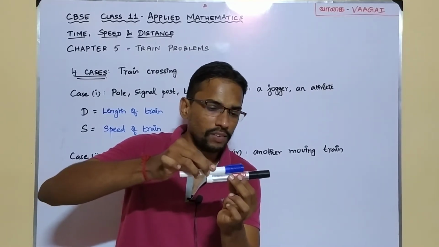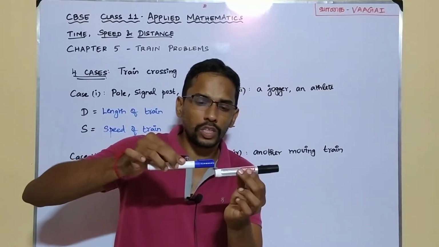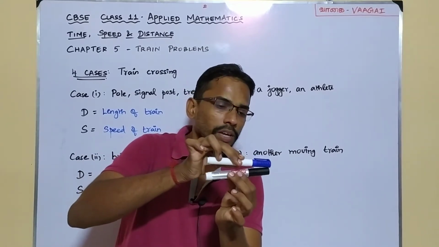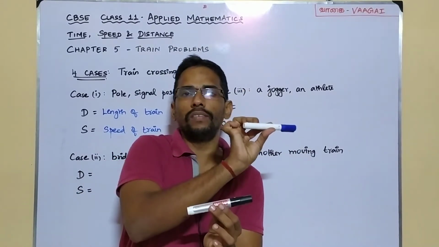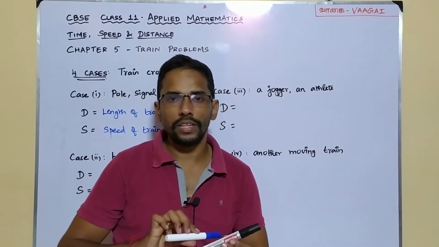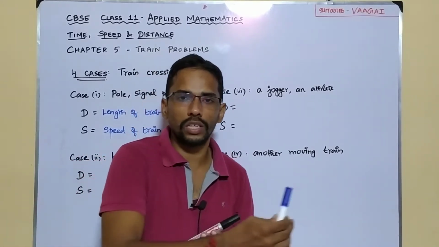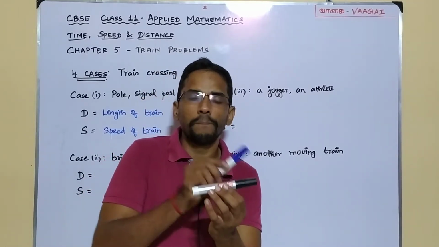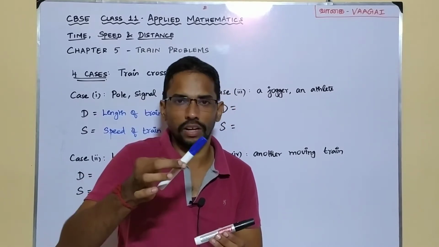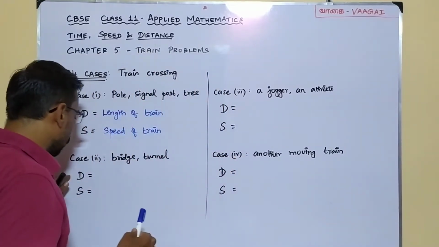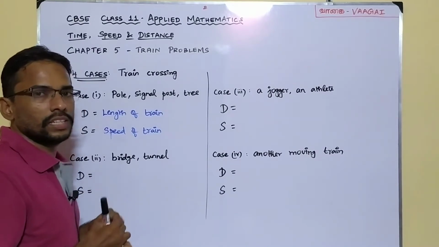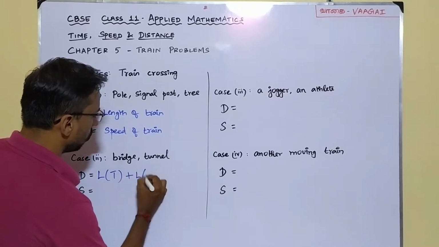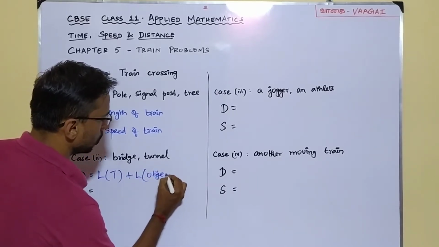So that means the train should travel a length like this, so that when the train travels from here to here, it has already completed this bridge's length, and from here to here once again, it should travel its own length. So that means to finish this entire process, the train needs to cover a total distance of the length of that object plus the length of the train itself. Is the point clear? So here, in the second case, the distance is going to be length of the train plus length of the object. I hope this point is clear to you.